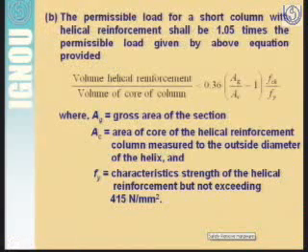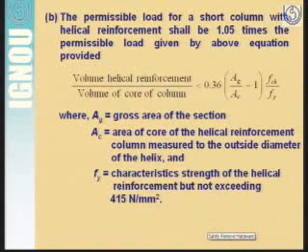Now, the permissible load for a short column with helical reinforcement. The earlier one that we discussed was for ties, when the transverse reinforcement is provided in the form of ties. But if we provide the transverse reinforcement in the form of spiral or helical reinforcement, then a slight difference comes into the picture. And what is that difference? The load carrying capacity or the permissible load becomes 1.05 times the permissible load calculated by the earlier equation, means for the tied columns.